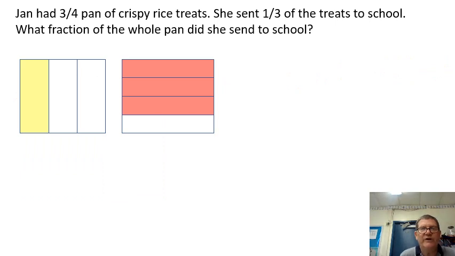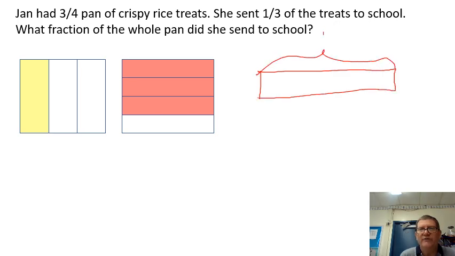This time she has 3/4 pan. So we can draw a tape diagram, and we can see here that this is one whole, and this one here is 3/4 of the pan. And this time she sent 1/3 of those to school. So we're going to split this up into thirds. And this one right here represents what we sent to school.